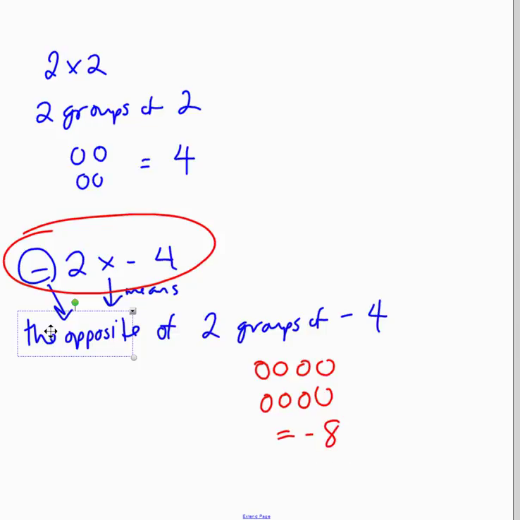What's the opposite of that? So basically what I'm asking you is, what's the opposite of negative 8? And I get 8. So a negative times a negative will result in a positive. Now the interesting thing is, what if I had 3 negatives?